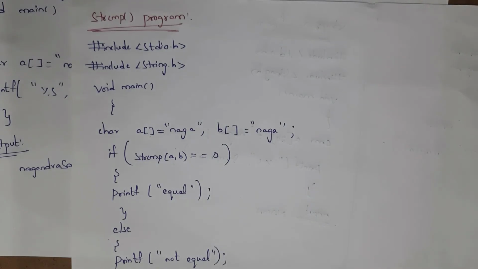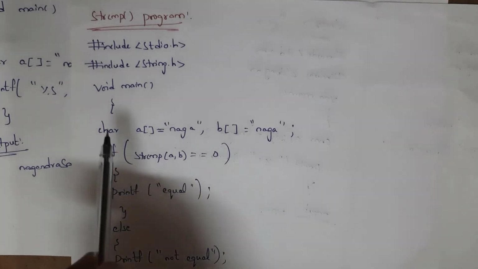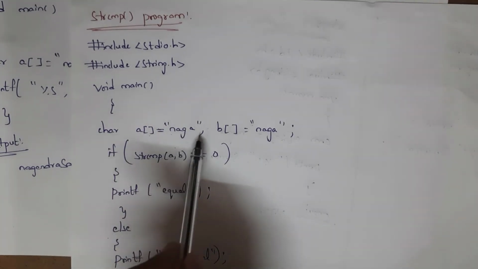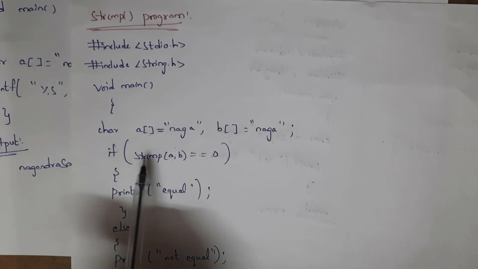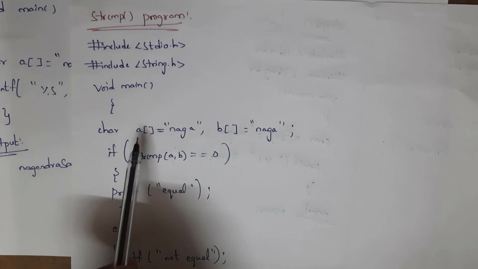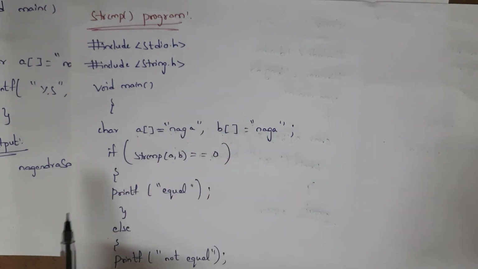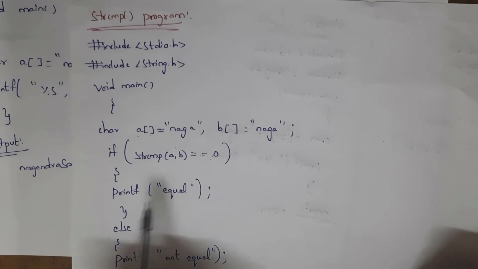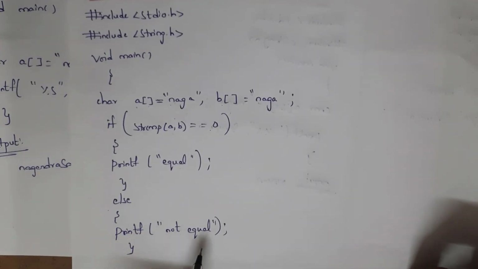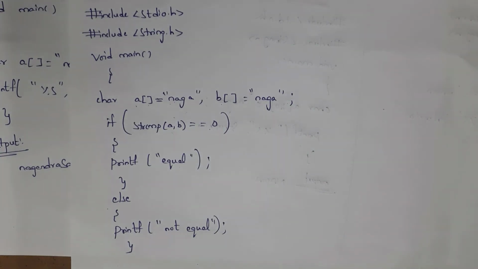Next one is the strcmp function, where strcmp stands for string compare. If you want to compare two strings, then you need to use the string compare function. This is an example. Here I wrote char a equal to Naga, comma b equal to Naga. If strcmp of a comma b equal to 0, that means the values present in variable a and variable b are the same, then I need to get the output as equal, else printf not equal. If these two values are not equal, then I should get the output as not equal.